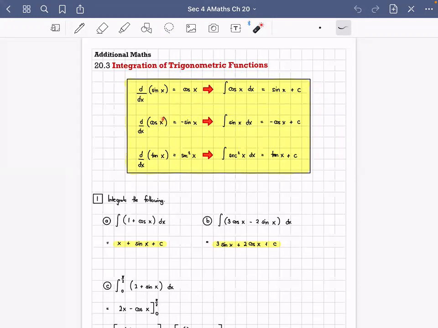If we derive cosine of x, we'll get a negative sine of x. And then again, of course, if we derive tangent x, we'll get secant squared x. Now, we do the reverse, okay?